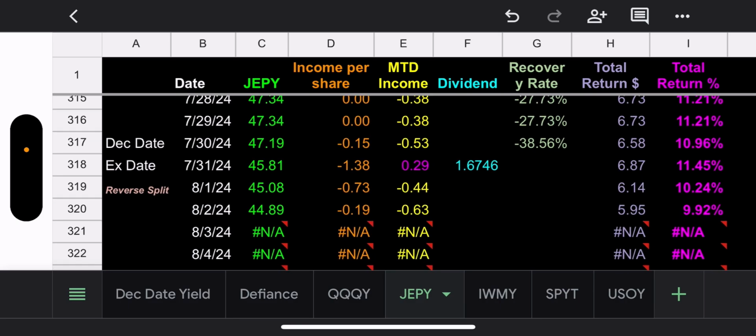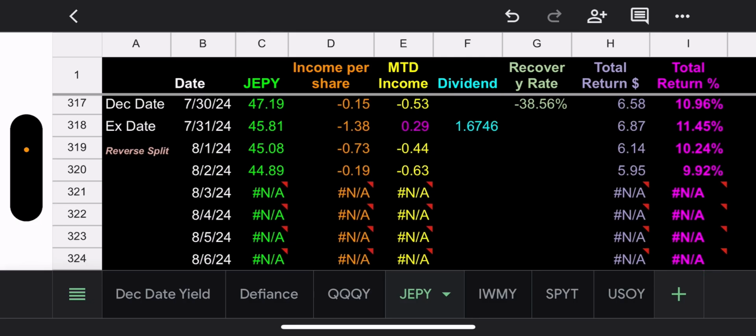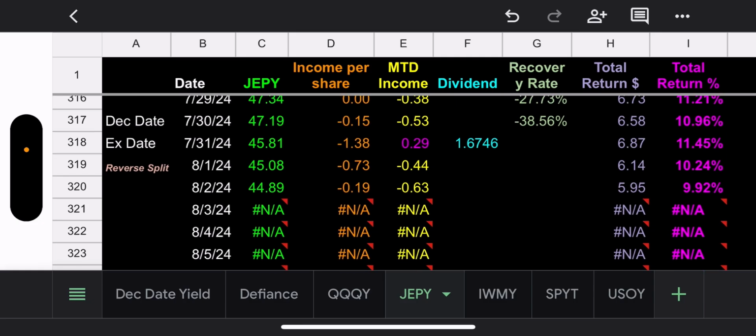And then here we go. They pooped on us. So in the end, JEPY, they made negative 53 cents, but they paid $1.67. So that's, yeah, tough month. But then on X date, they did make 29 cents, but the 2 days after, just like QQQY, were crappy. They lost 73 cents and then 19 cents. So month-to-date income so far this month, bad start, negative 63 cents.